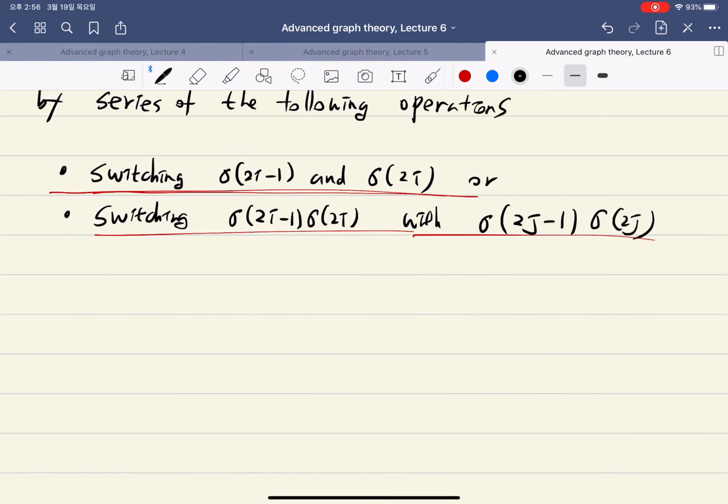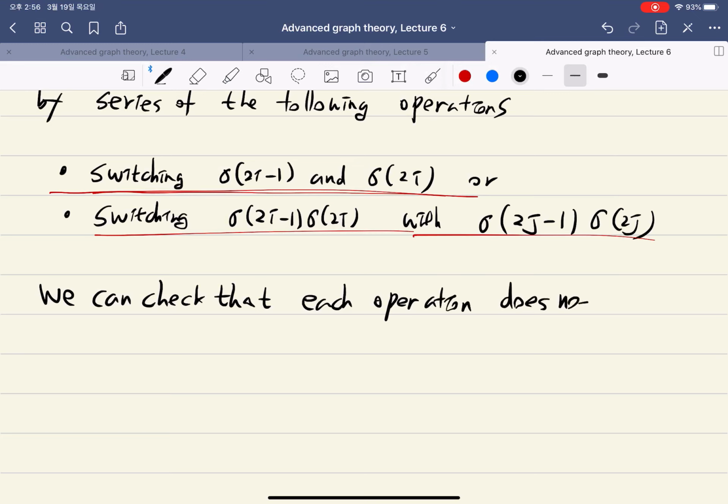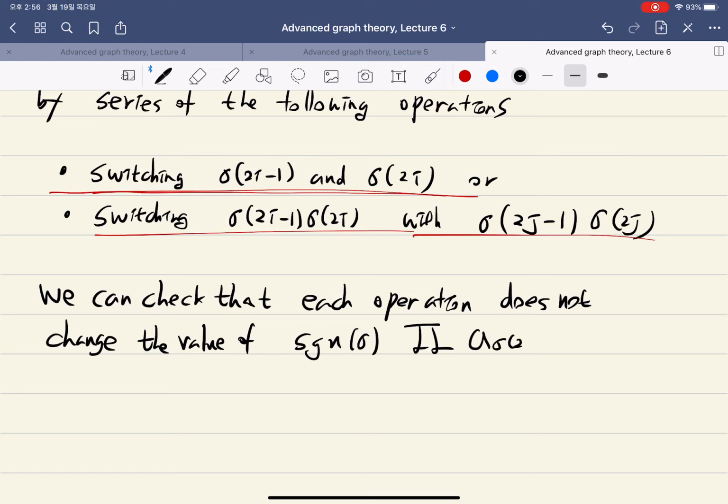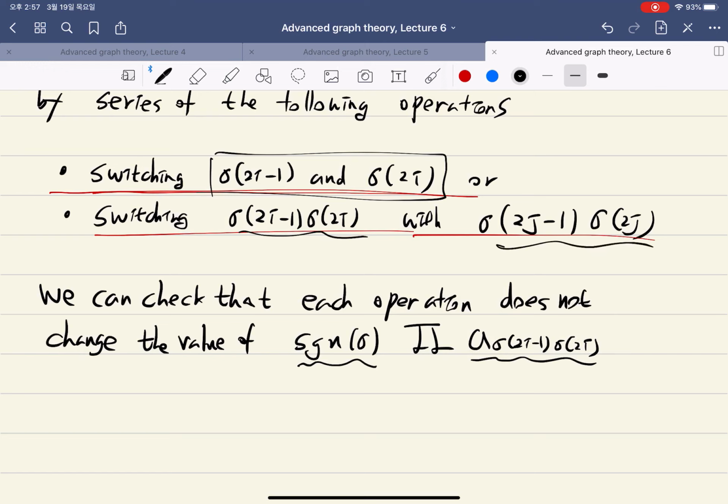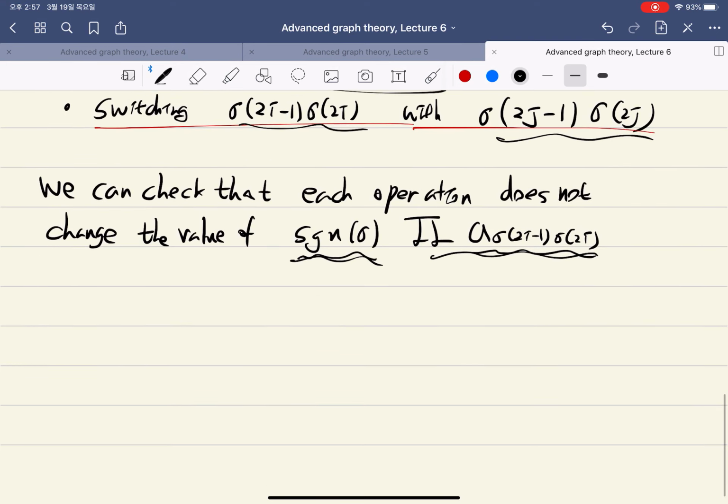But it's easy to check that this operation does not change the value of this expression. Because once you switch these two, one term will have a different sign, but the sign also changes, so it stays. And then once you change two pairs, none of these terms changes and the sign also stays. So you can check that this is actually well defined.